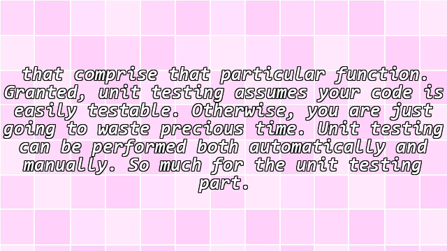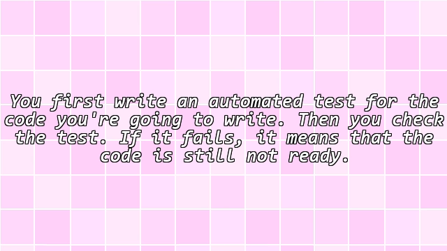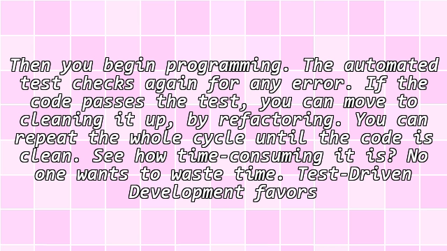Test-driven development, TDD, assumes that before writing the code, developers should write unit tests. The mantra is, write the tests first. Here is how the test-driven development cycle works. You first write an automated test for the code you are going to write. Then you check the test. If it fails, it means that the code is still not ready. Then you begin programming. The automated test checks again for any error. If the code passes the test, you can move to cleaning it up by refactoring. You can repeat the whole cycle until the code is clean.